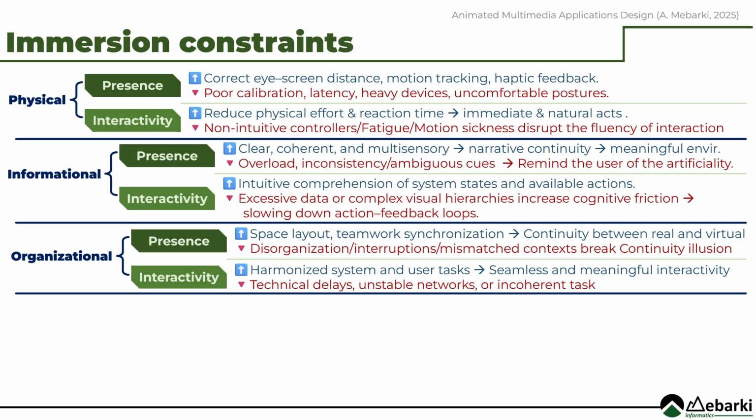Effect on interactivity. When system and user tasks are harmonized, predictable responses, efficient task flow, interactivity becomes seamless and meaningful. Technical delays, unstable networks, or incoherent task distribution introduce latency and degrade interactive fluency. Example, in a collaborative VR workspace, synchronized task management enhances both interactivity, coordinated action, and presence, shared virtual space.